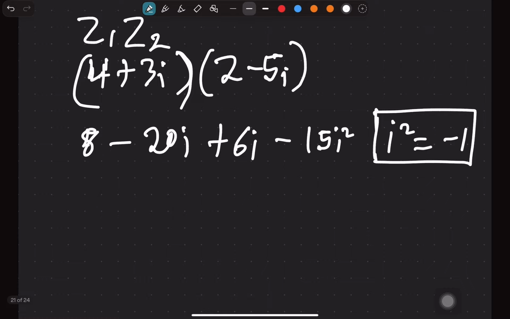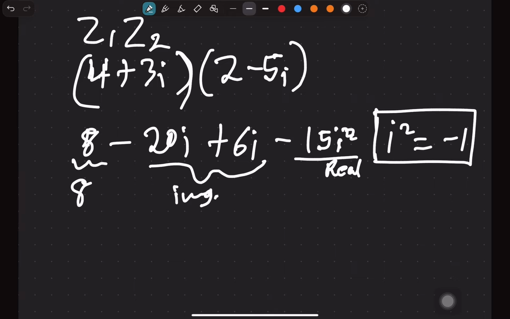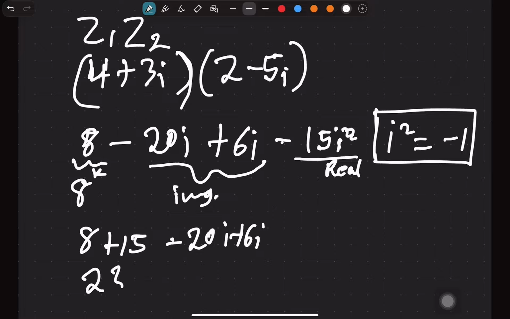So if i squared is -1, then we can simplify further. Let's group the real part. If i squared becomes -1, then this term is a real term, and these two terms are the imaginary terms. So 8 plus 15, since negative times negative gives us positive, is 23. Then minus 20i plus 6i, and the imaginary part is going to give us minus 14i. So this is what we get for the multiplication.